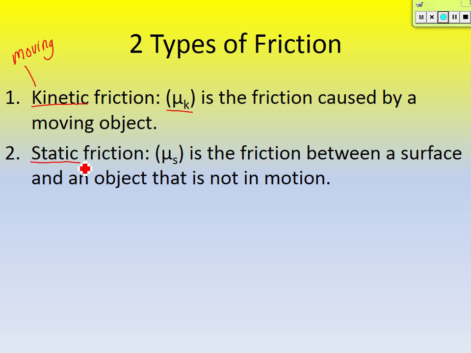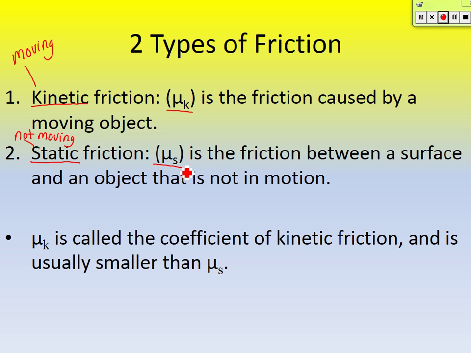Okay, let's contrast that to the other type, which is called static friction. In the margin by static, I want you to put not moving. That's what static means. It means it's at rest. It's not moving. Okay, it's given this symbol mu sub s for static. And it's the friction between the surface of an object that is not moving. So even though this calculator is sitting on the counter, is there still friction between the calculator and the surface of the counter? Yeah, it's still there.